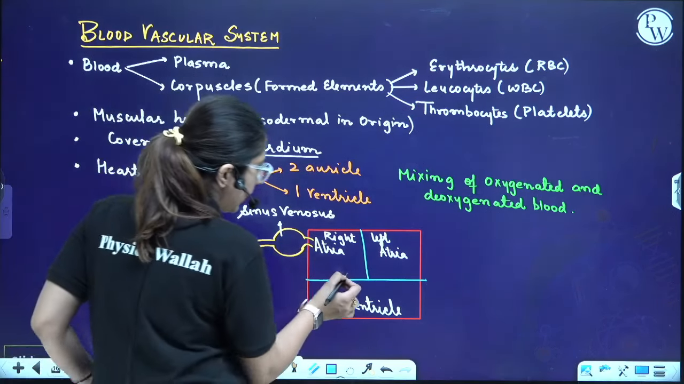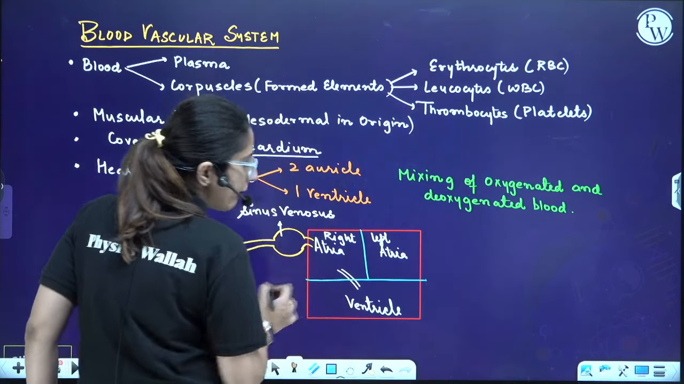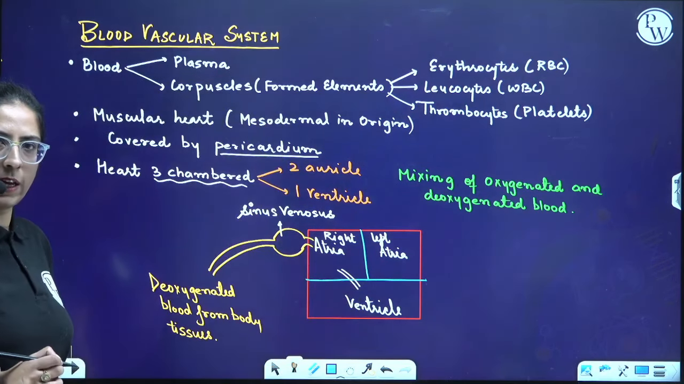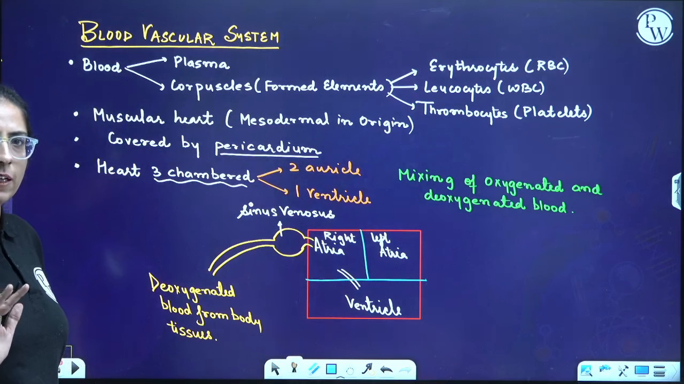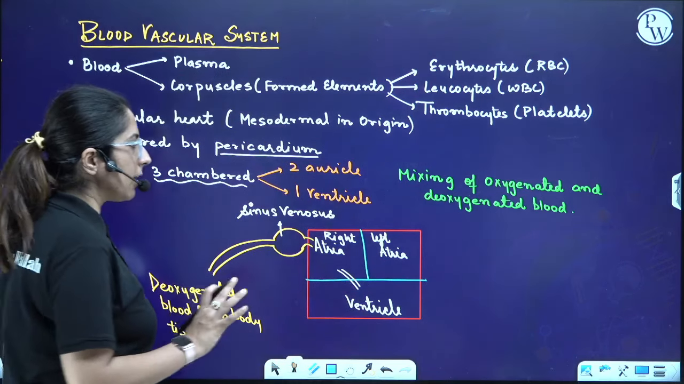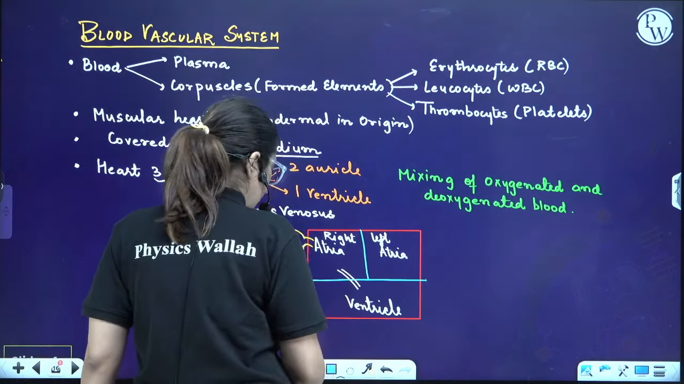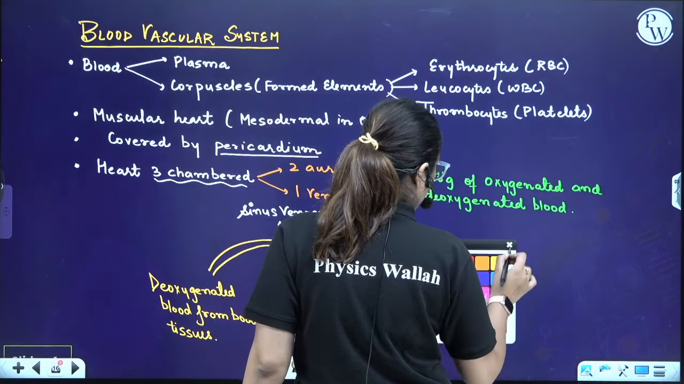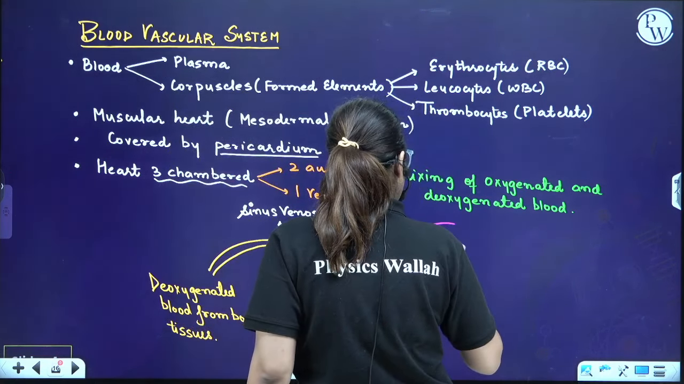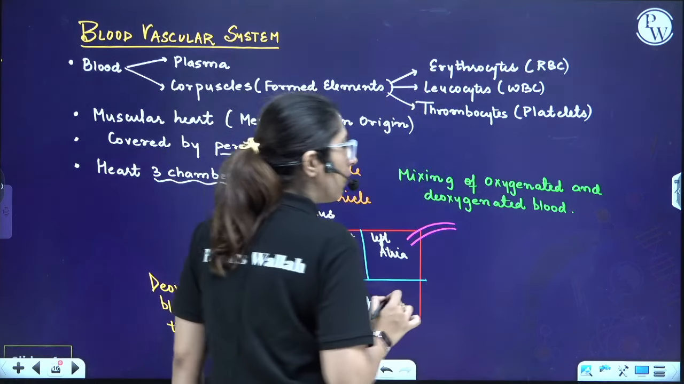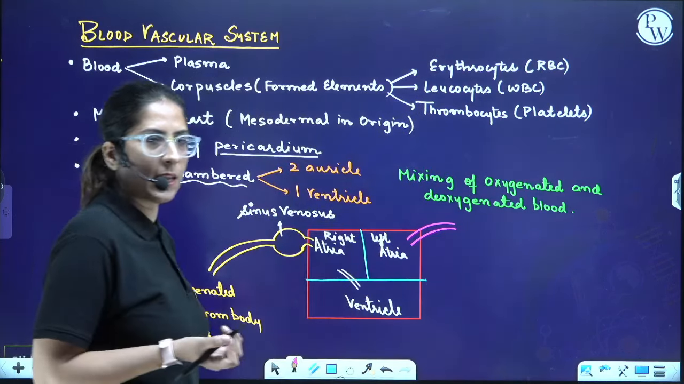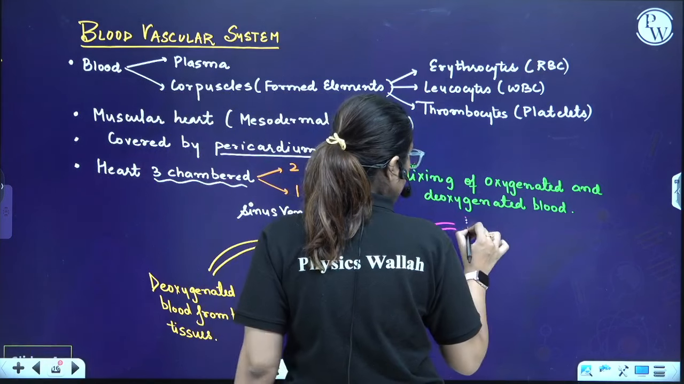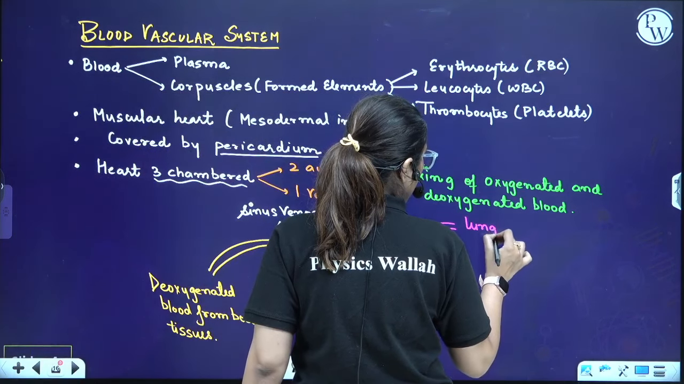From the right atria, the blood will enter into the ventricles. Are you getting the point? Now, look at this, the left atria. You have done the chapter Body Fluids and Circulation with me. Hope you remember. The left atria will receive blood from the lungs. They have lungs, so they will receive the blood from the lungs.